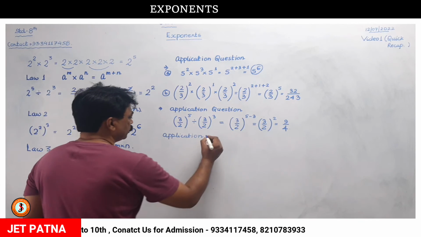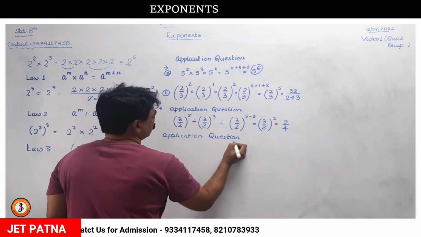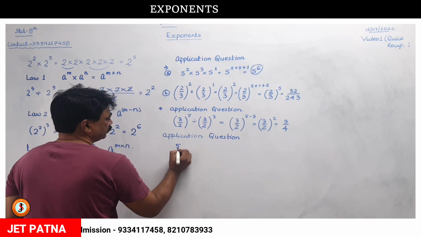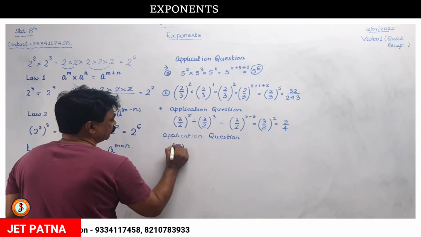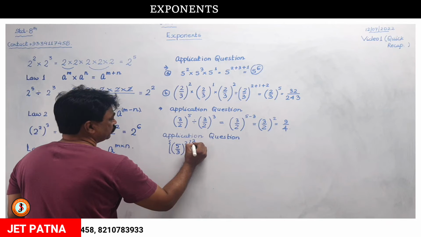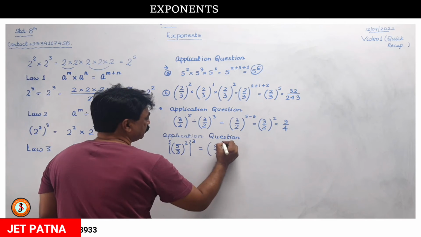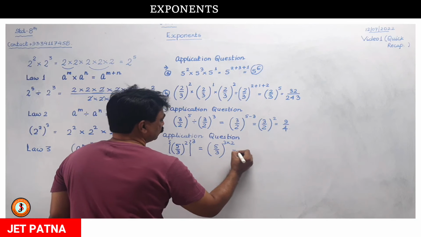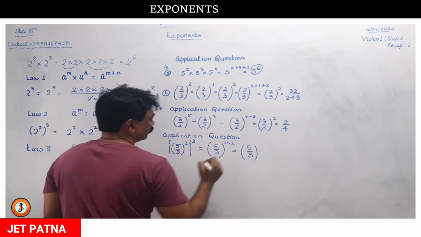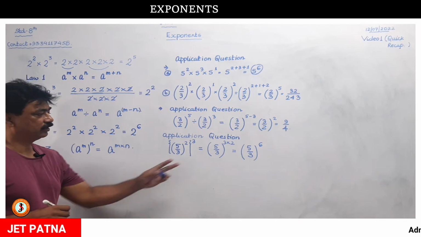Change the pen. Question for the third law. Then we will have, say for example, (5/3)^2 to the power 2 or 3. So it becomes (5/3) raised to the power 3 into 2, that is equal to (5/3) to the power 6, and so on. So we can later on calculate this.